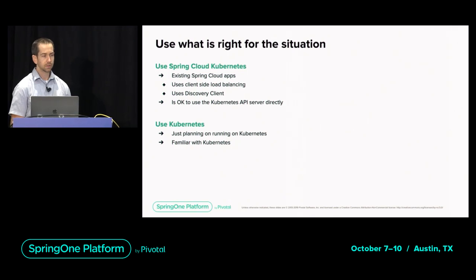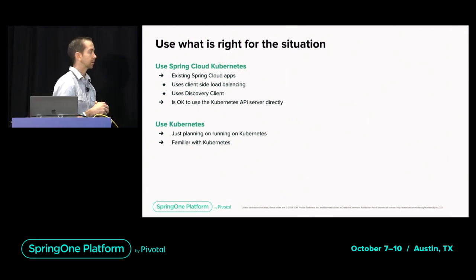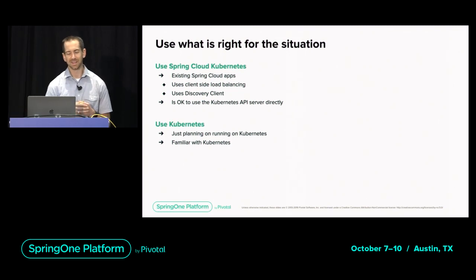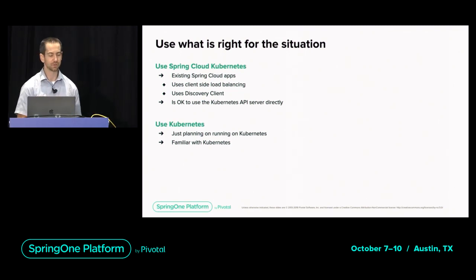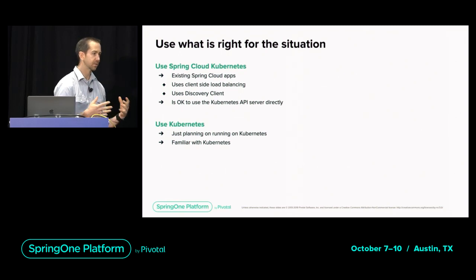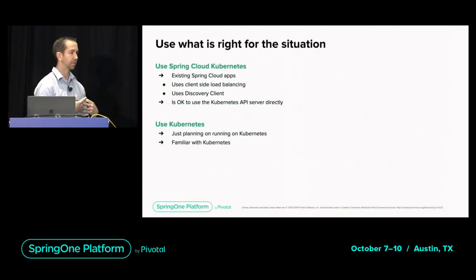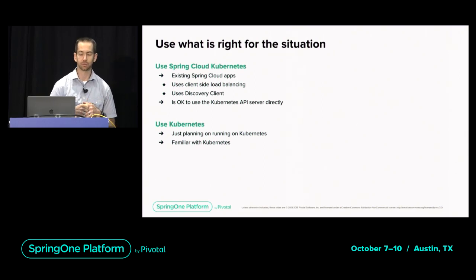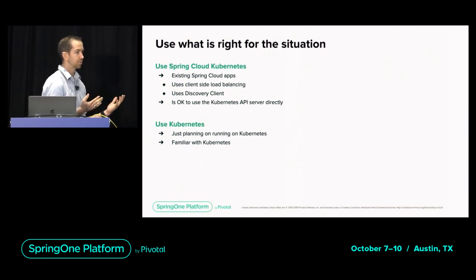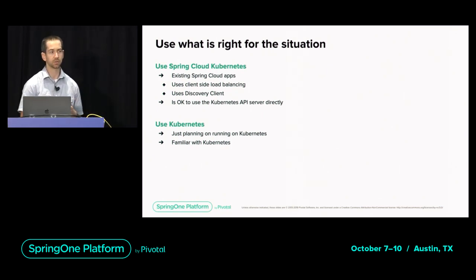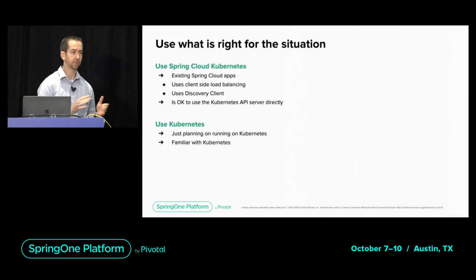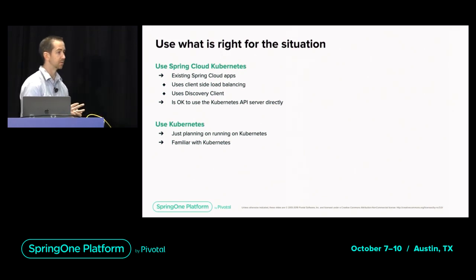So basically, as it always comes down to in development tasks, you've got to use what is right for the situation that you're in, right? If you're taking existing applications that are using Spring Cloud, using Discovery client, using Ribbon, they're used to using a client-side load balancer, and it's okay to use the Kubernetes API, you can use Spring Cloud Kubernetes, right? It works. It's going to make that transition, as you saw, very smooth. We didn't touch any of the code at all. We just added some configuration properties, a couple of dependencies, and things worked.